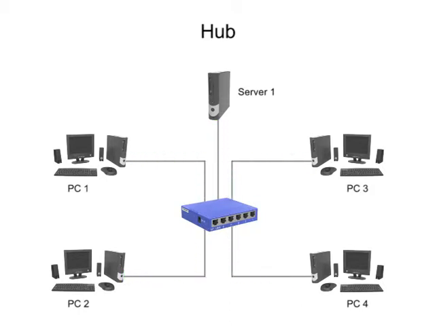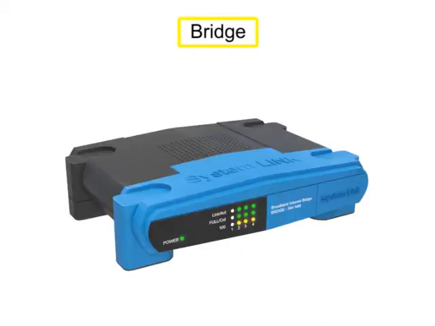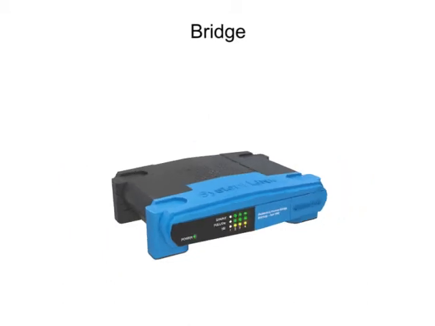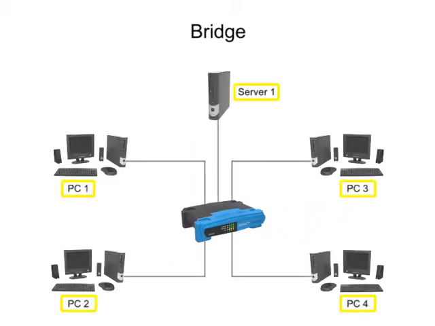Another network backbone device is called a bridge. Network bridges are smart devices that process and record information about signal traffic between devices in the network. The bridge then uses this information to determine the most efficient path for data transfer between a transmitting and a receiving device without having to send it to every device in the network.